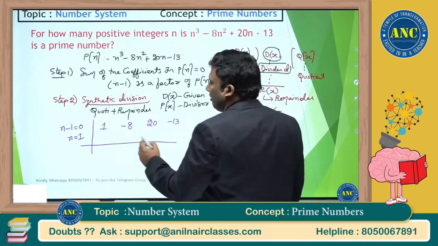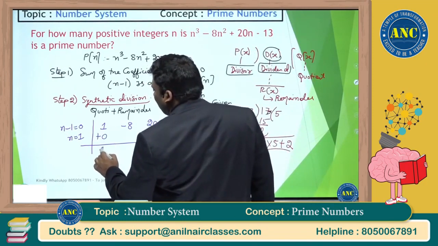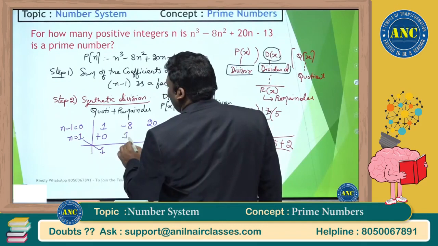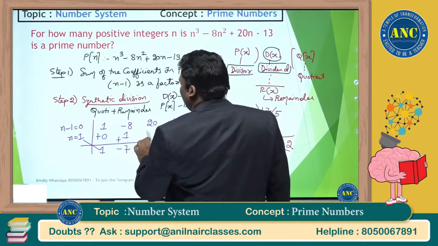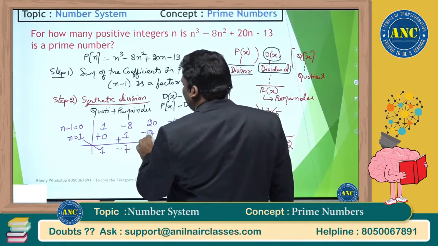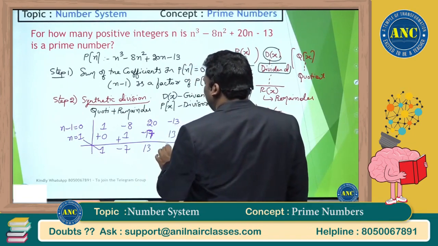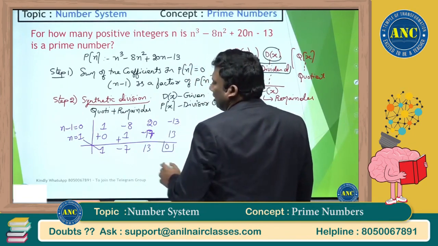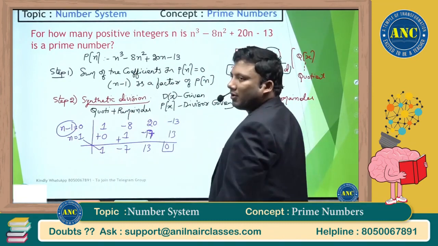First start with the value 0. Add it: 1 plus 0 is 1. Multiply this: 1 ones are 1. Minus 8 plus 1 is minus 7. Minus 7 ones are minus 7. 20 minus 7 is 13. 13 and 13 cancel. Remainder is 0. That means n minus 1 is a factor of this polynomial.